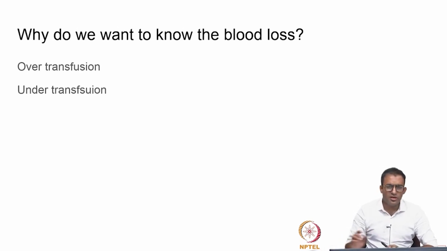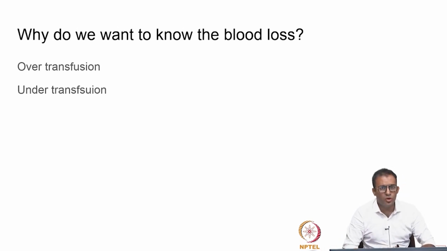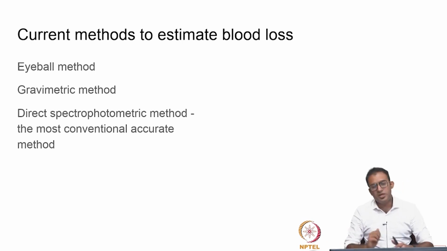So why do we want to know the blood loss? I think we have spoken about it. We don't want to over transfuse. Blood transfusion has a significant amount of side effects, and we don't want to under transfuse because we want the transfusion to be optimal. So what are the current methods to estimate blood loss?